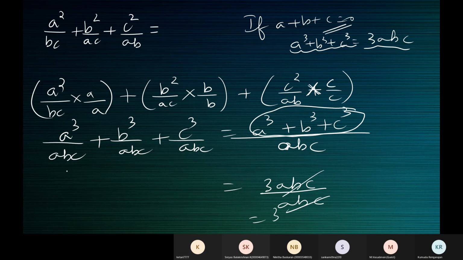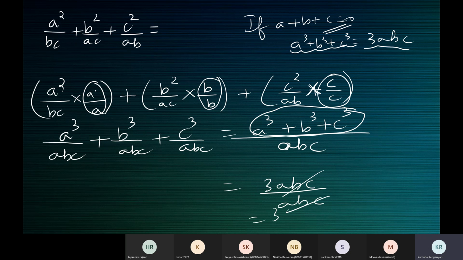Okay. So we multiply the first term by 1, the second term by 1, the third term by 1. So 1 meaning A by A, B by B, C by C. So that gives us A cubed by ABC plus B cubed by ABC plus C cubed by ABC. Common denominator ABC. And this is what we have in the numerator, A cube plus B cube plus C cube.